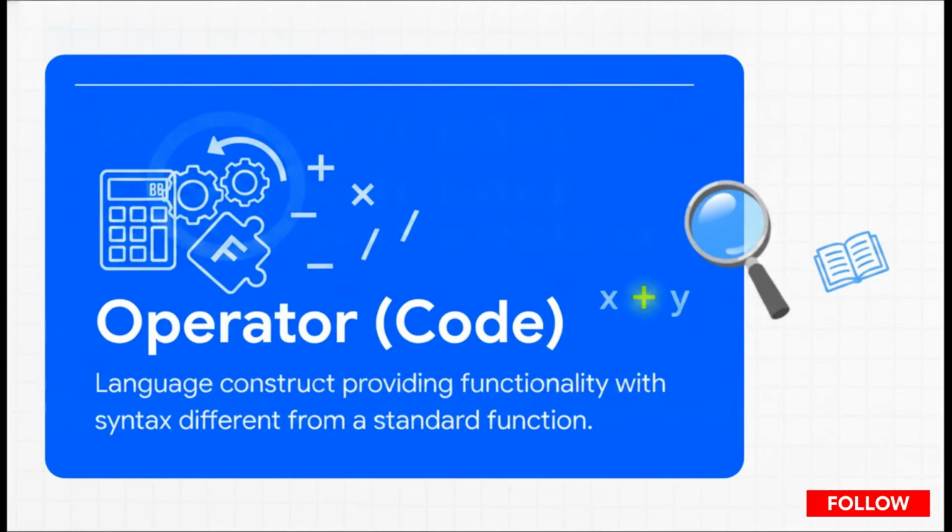In the realm of computer science, an operator is essentially a mathematical machine. It's a language construct that gives you functionality, but it uses a syntax that's entirely different from your standard user-defined function. Instead of writing out a clunky prefix function like add with x and y in parentheses, languages give us these familiar infix symbolic operators. So you simply write x plus y. It's designed to make the code look way more familiar and readable, acting directly on the given operands.